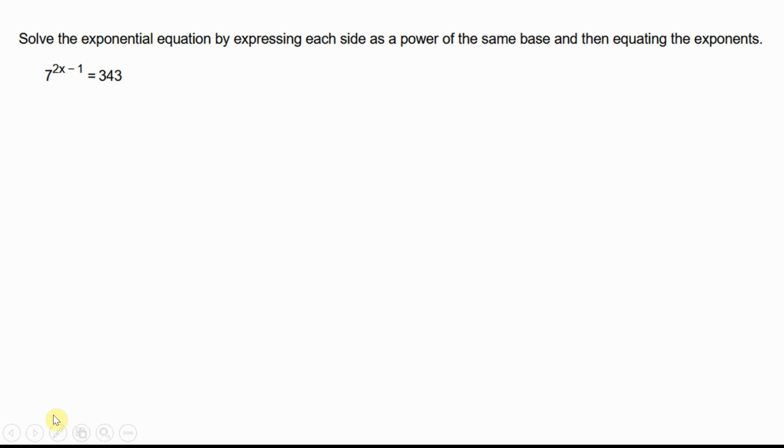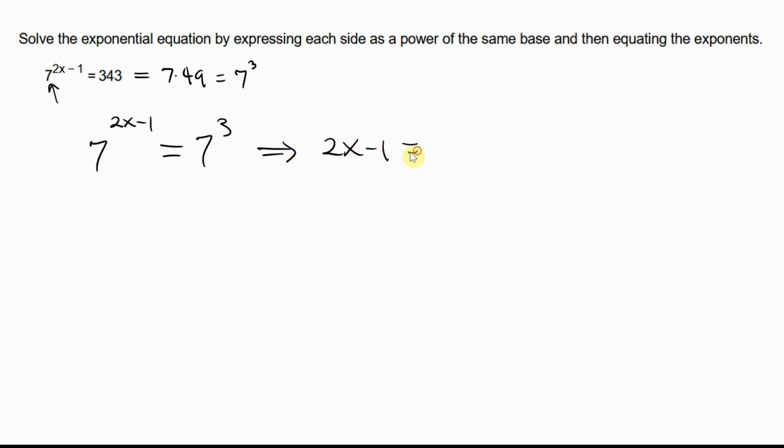Next, very similar setup here, but again, I need to take that 343. Since they give me a base of 7 here, I'm going to divide 343 by 7. And when I do that, I get 7 times 49. Well, that's cool because 49 is 7 times 7. This is 7 to the 3rd power. So what I end up with is 7 to the 2x minus 1 is equal to 7 to the 3rd. Again, the bases are the same. That implies that the exponents are equal. 2x minus 1 is equal to 3.